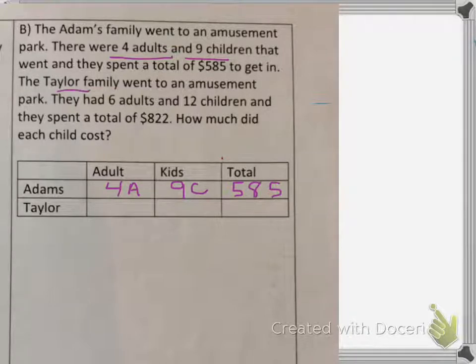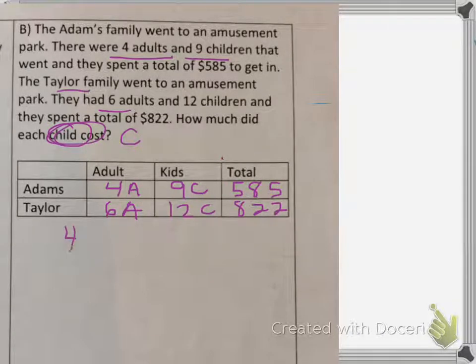Then the Taylor family went to the amusement park. They had a total of 6 adults. So I'm going to put 6 adults and 12 children. And they totaled $822. It says, how much did a child cost? So really what we're looking for is our value of C, which means when we cancel one of our variables, we want to cancel the A. So let's get our equations written out here, and let's see if we can get some of them to cancel.